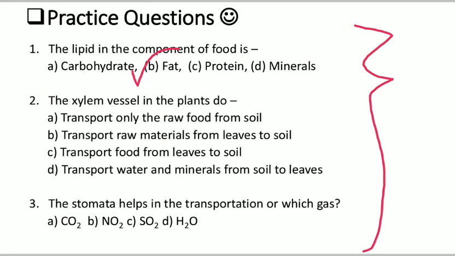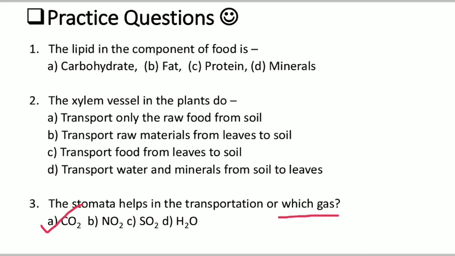Then, what do the xylem vessels in plants do? They transport the water and minerals from the soil to the leaves, right? And what is the stomata for? Stomata transport the carbon dioxide to the different parts of the plant or the leaves. And the other options, nitrogen dioxide, sulfur dioxide and water, are not the gases. Actually the plant only takes in carbon dioxide and releases oxygen, as well as takes in oxygen and releases carbon dioxide. These are the only two gases used in the transportation of the plants with the help of the stomata, right?